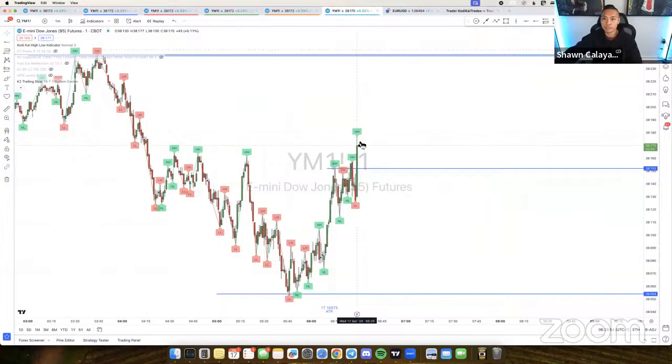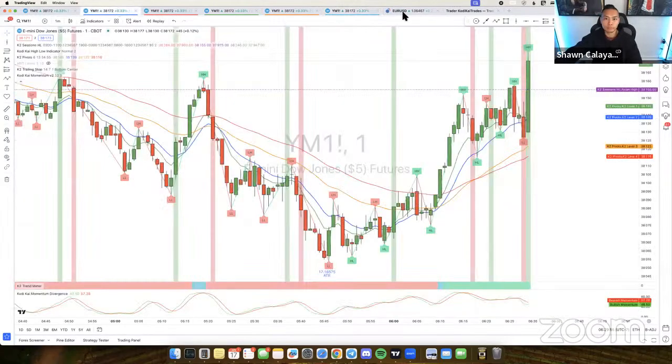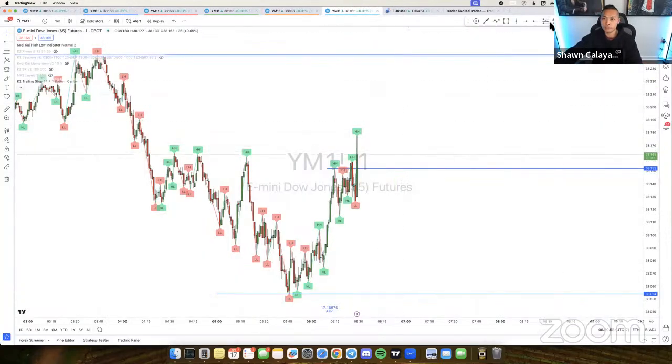The upper level liquidity here just got hit, guys. We got market opening up shortly. So there goes the first level of liquidity. It just got hit, full TP.